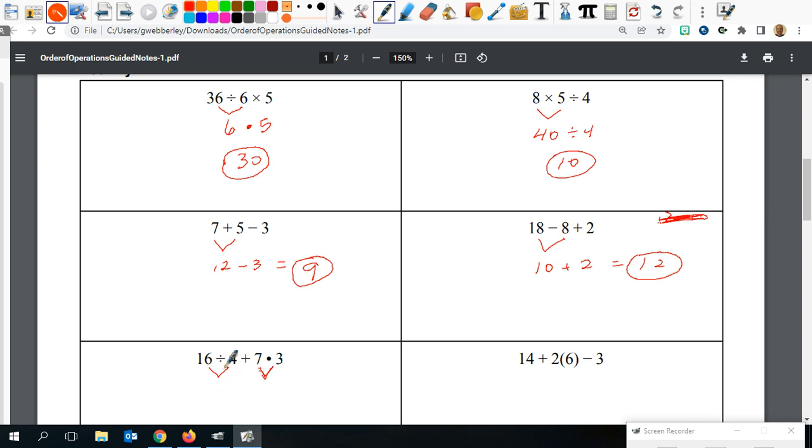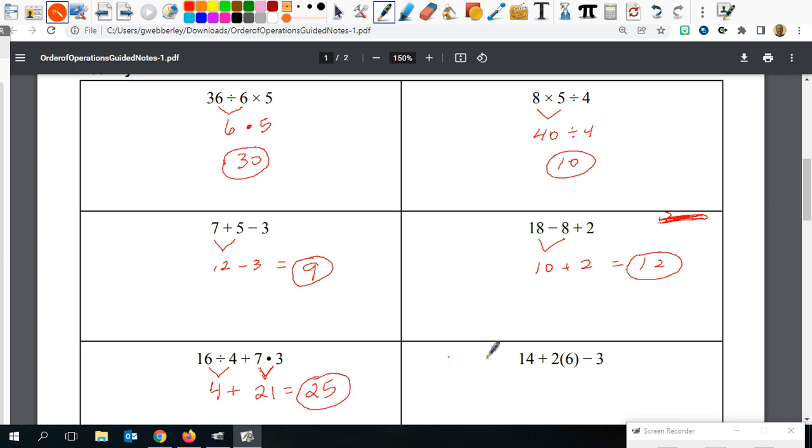So 16 divided by 4, that's 4 there. And then it's going to be a 4 plus the number over here, 7 times 3, 21. And the final answer then, when I add, is 25. Exactly.